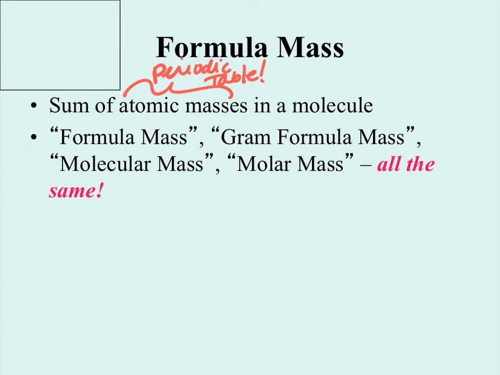So you might see it listed as formula mass, you might see it listed as gram formula mass, you might see it listed as molecular mass or molar mass. It all means exactly the same thing. So don't get confused by the terminology. Depending on the context, they might use a different term to explain this, but it all means the exact same thing. It's the mass of a substance's formula. We'll talk about the units that would be derived from this later on in the chapter.